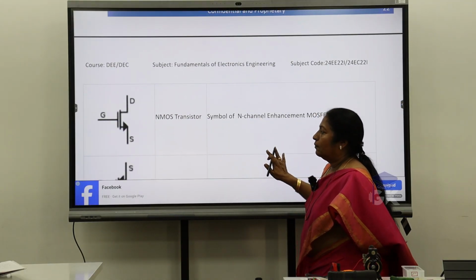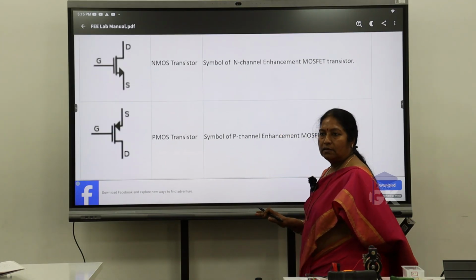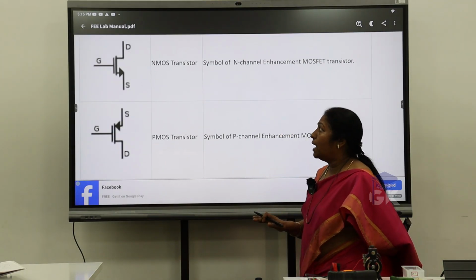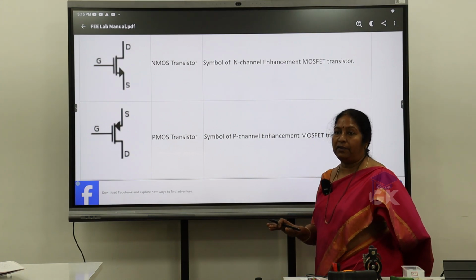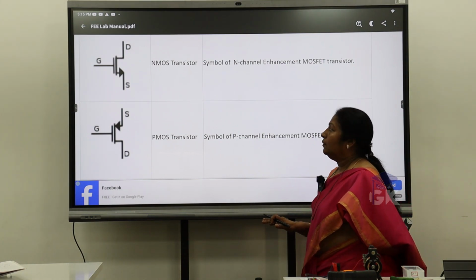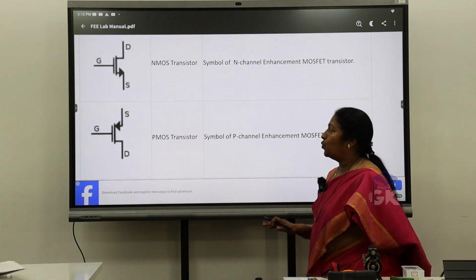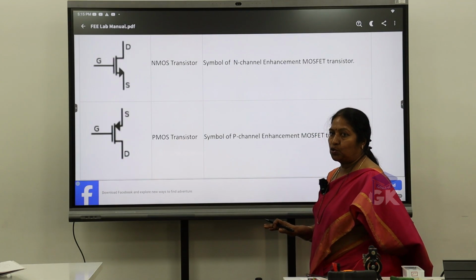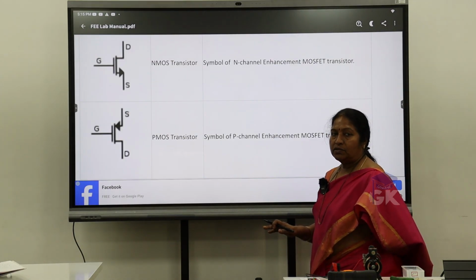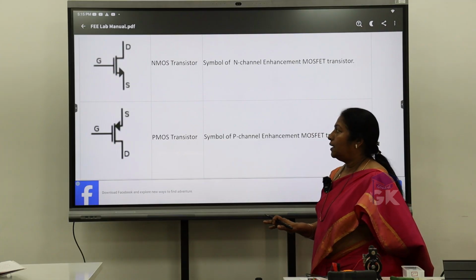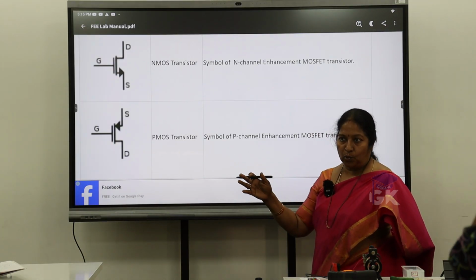NMOS, this is the symbol. PMOS, you can again see there. In NMOS, at the source, we have taken the current direction away. In case of PMOS, the current is shown going into the source. What is D? Drain. G is gate. S is source. All these things you are going to study slowly.